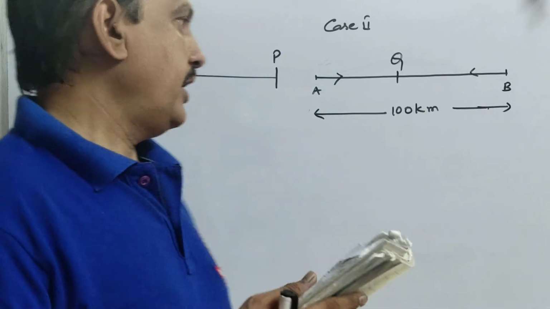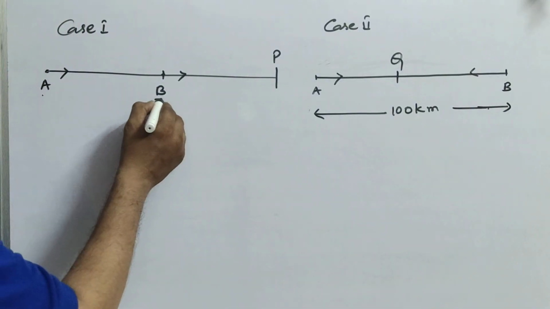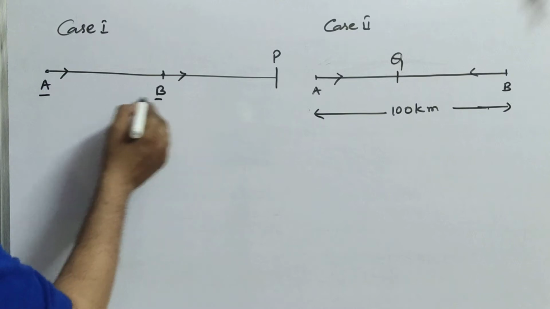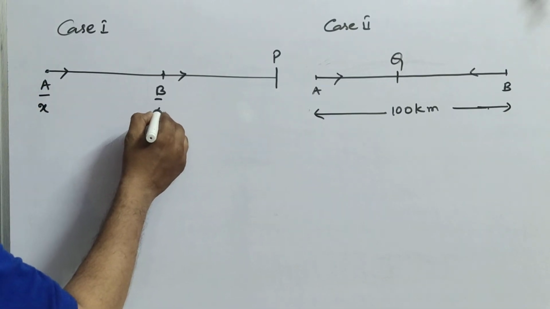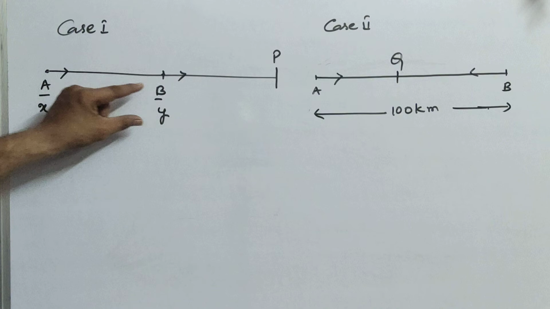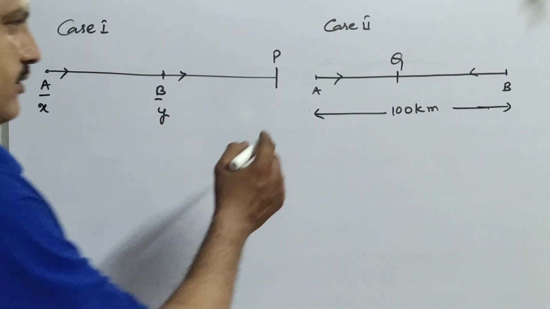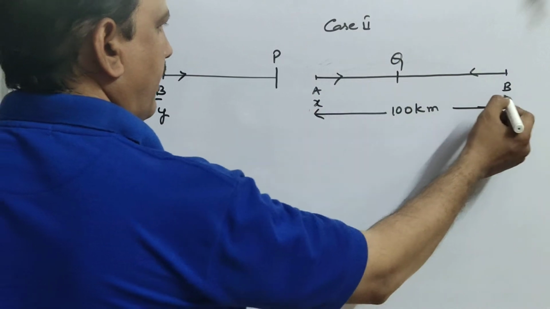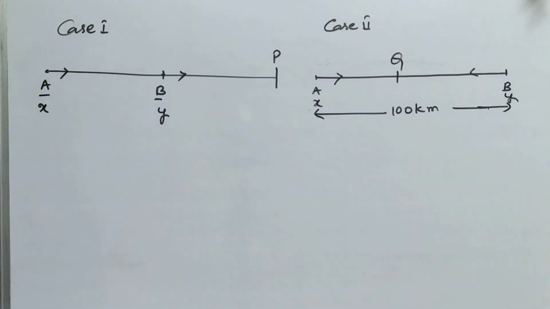So here A is one car and B is another car. The speed of car A I will take as x, and the speed of car B I will take as y. Same in the second condition also, A as x and B as y speeds.